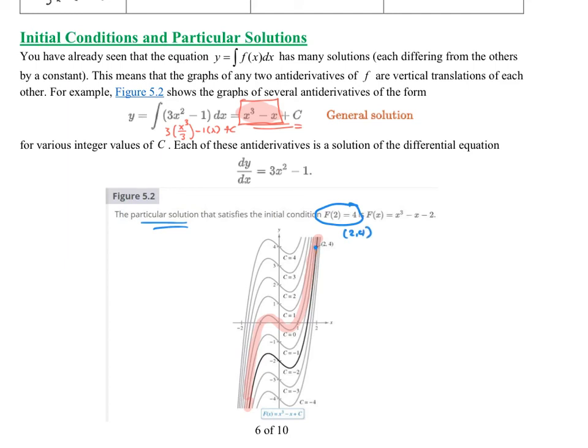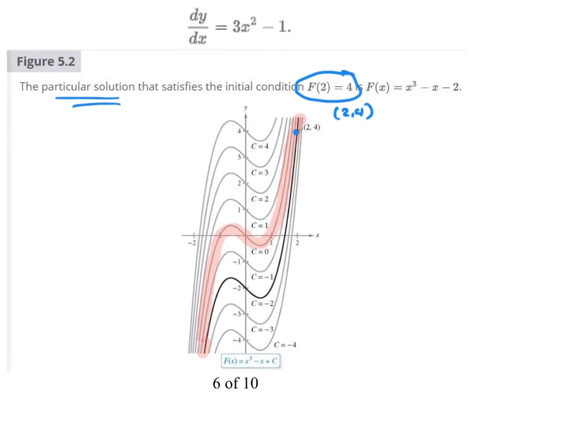So what we have to do is find which one of these curves goes through the point 2, 4. And they were able to find that curve right here. That's when we have a constant value of -2. That's the curve that went through it. So again, the first part of our answer is exactly what we knew it was, the x cubed minus x, but to get to the particular solution, our constant needed to be -2. So that's called finding a particular solution.